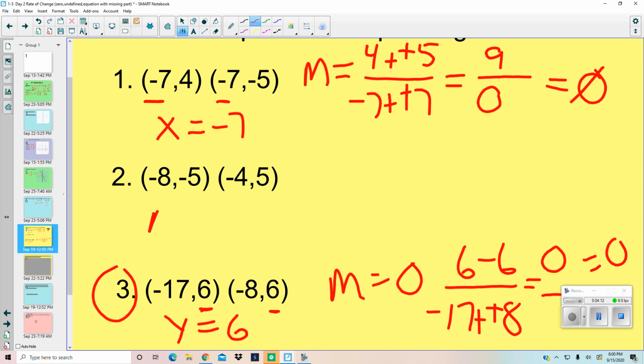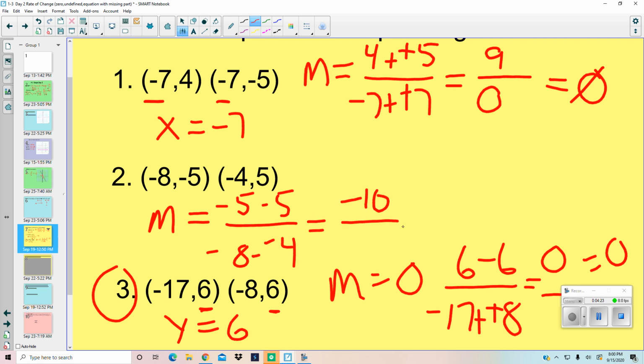When you look at number 2, though, nothing's the same. -5 minus 5 and -8 minus -4 gives me a slope of -10 over -4. So when I reduce, the negatives cancel, and I get 5/2. Always leave the slope as a fraction, simplified.